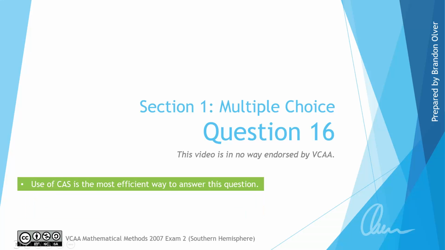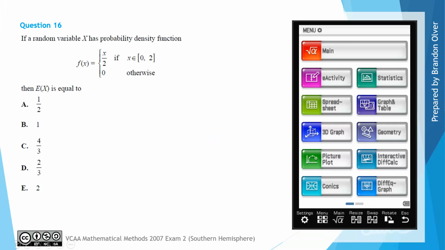Before we progress on to the question, I'd just like to point out that the use of a CAS calculator is the most efficient way to answer this question. So for question 16 it says, if a random variable x has probability density function given by this f of x hybrid function, then the expected value, E of x, is equal to.